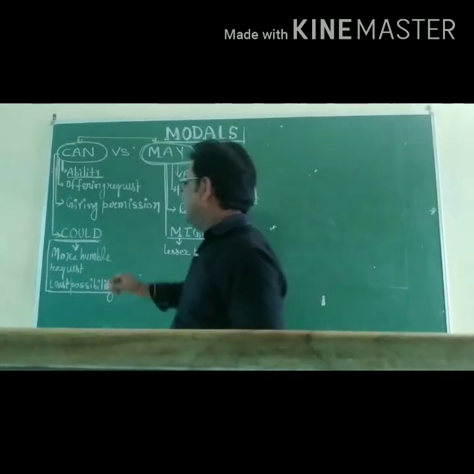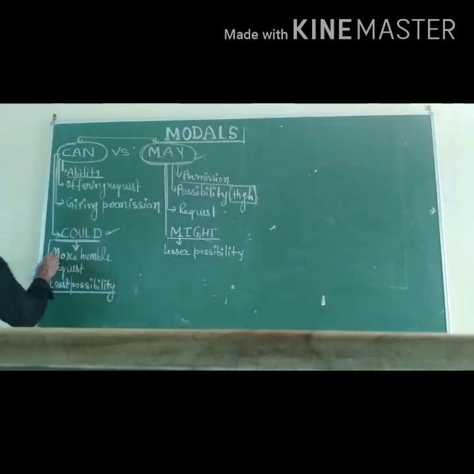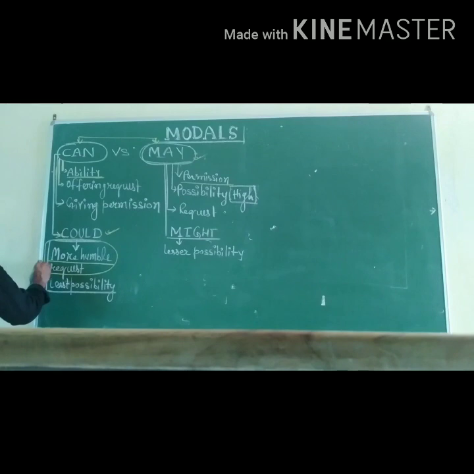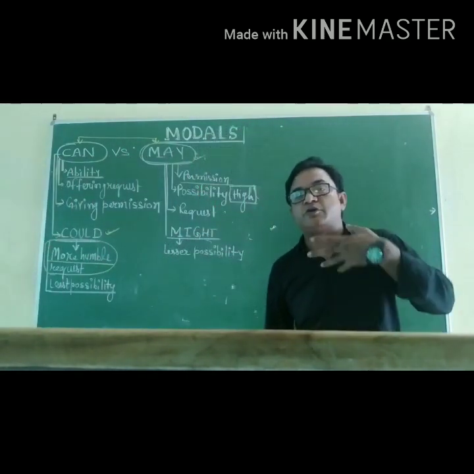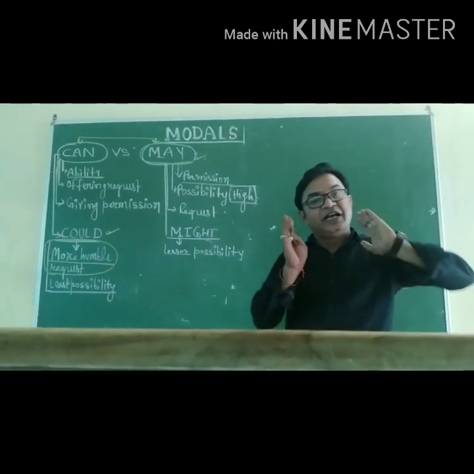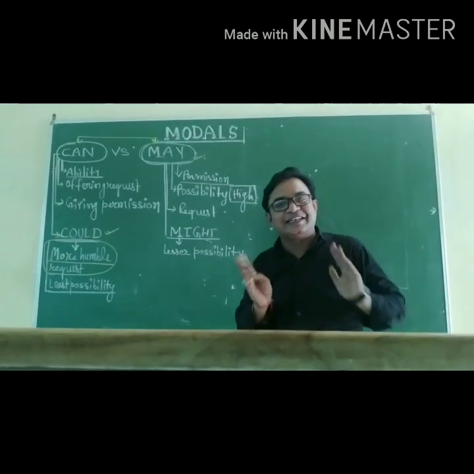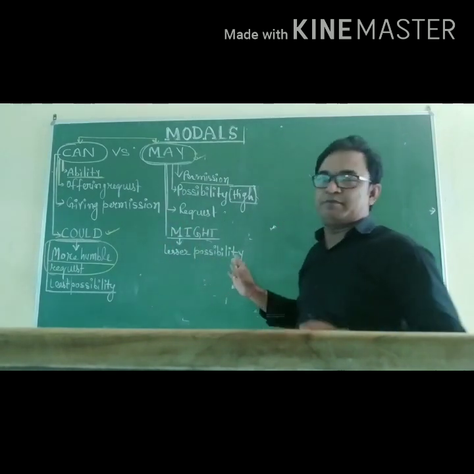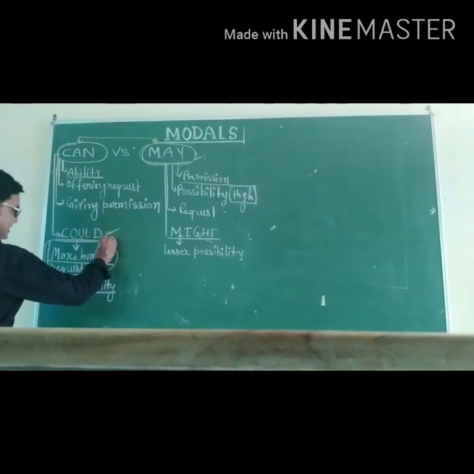Okay? So what is the use of could here? Could is used for a more humble request. That means if you have to request very, very politely, in that circumstance you use could. We will see all these things in the exam. Okay. Now, could is used to show the least possibility.